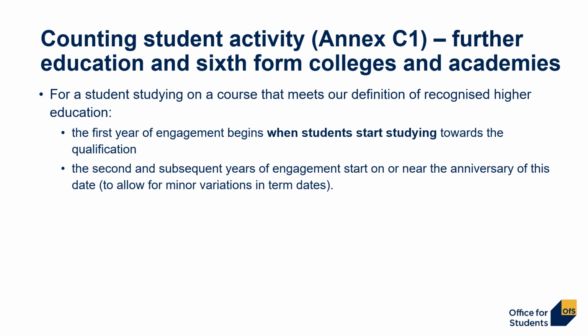Second and subsequent years of engagement will start on or near the anniversary of when the student first started studying. So for this student that starts on the 4th of October 2025, their second year of engagement will start on the 4th of October 2026, and so on for following years until they complete their course. The dates here aren't completely rigid, as we do allow for minor variations in term dates, but generally we're looking at the anniversary of the start date, so it is important to know what that is.